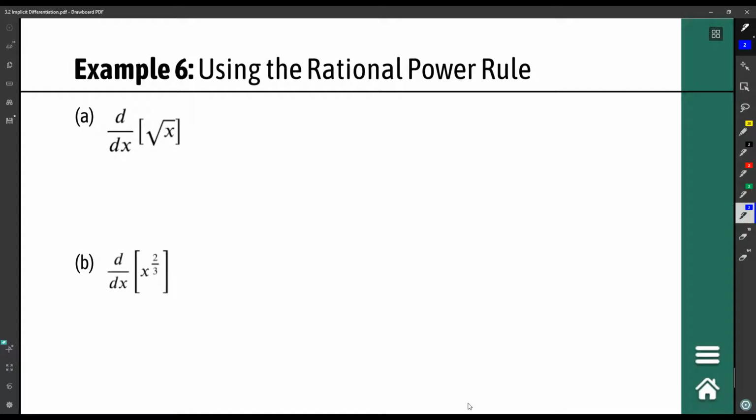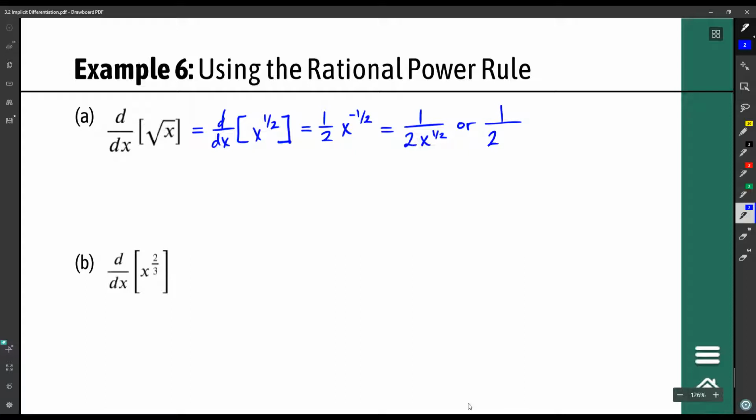Part A, the derivative with respect to x of the square root of x. That can be rewritten since we know that the square root of x is equivalent to x to the power of 1/2. Now, with the power rule applying to rational exponents, the 1/2 comes to the front. We reduce the exponent 1/2 by 1, so now it's negative 1/2. We can clean that up a little bit: 1 is in the numerator and 2x to the 1/2 is in the denominator, or we could call that 1 over 2 root x. So the power rule applies.